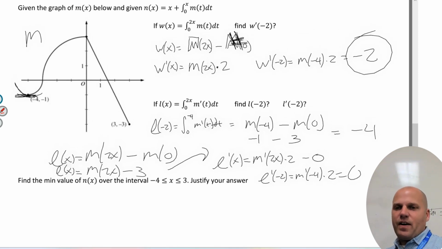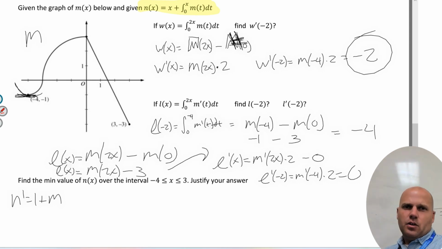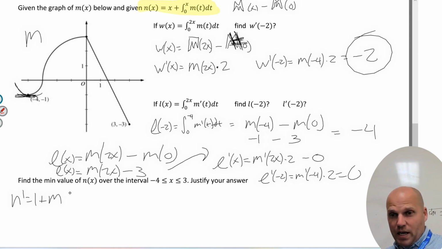All right, now we can talk about the min value of n. Here's n up here. Got so many different letters, you got to keep track of it. Well, n prime equals 1 plus m, right? The derivative of the integral with nothing crazy. This would be super m at x minus super m at 0. If I took the derivative, I'd go back to regular m minus 0, and the derivative of x is 1, which means I want to look at when m equals negative 1, and I want to plop down a point at negative 1.